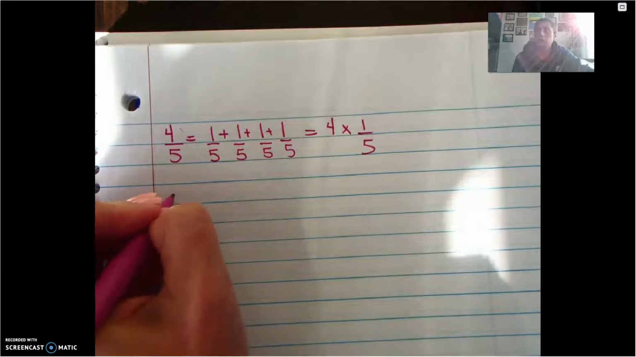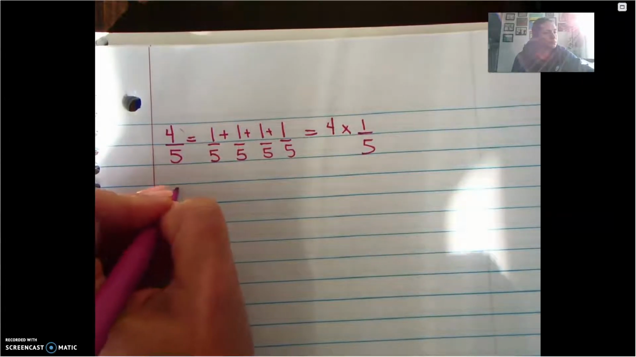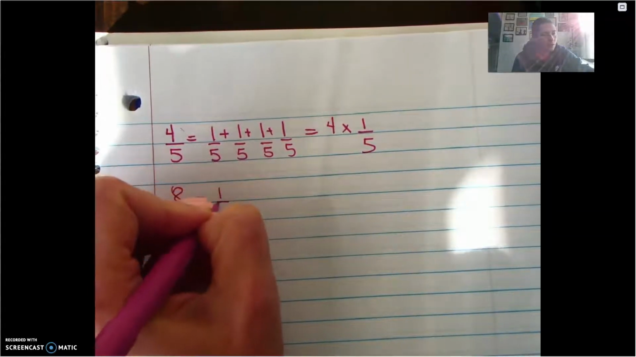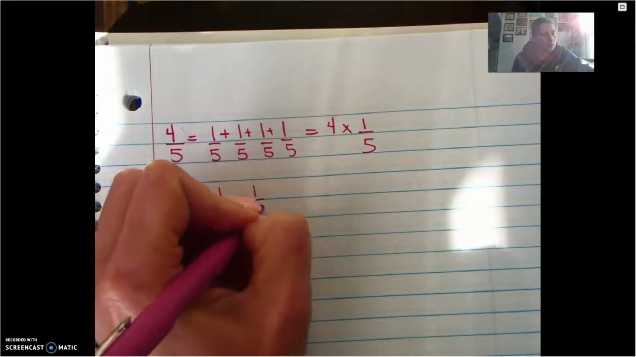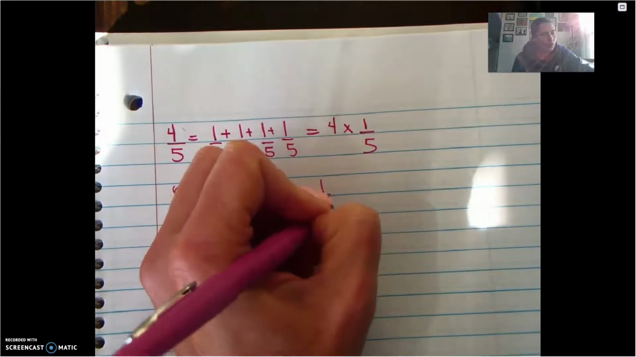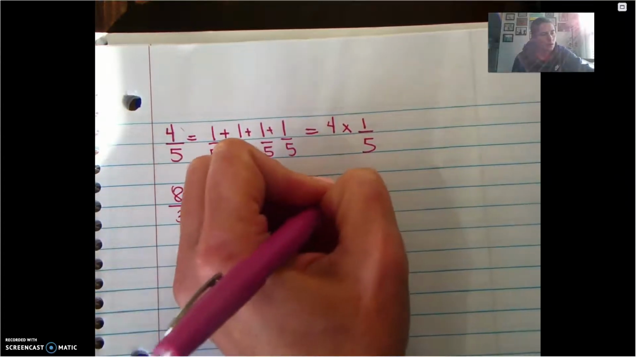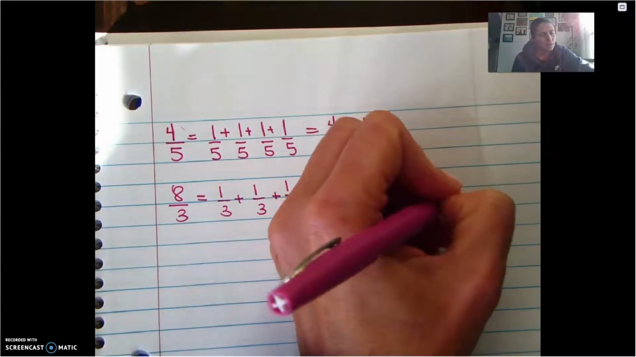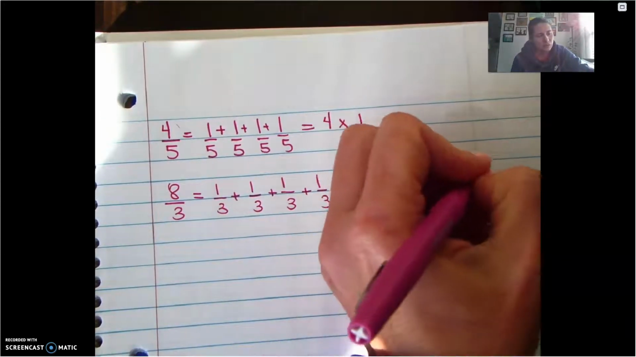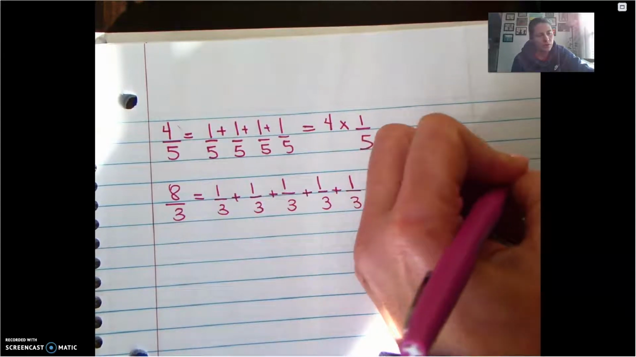Okay, so let's do 8/3. Okay, so we've got 1/3 plus 1/3 plus 1/3 plus 1/3. 2, 3, 4, 5, 6, 7, 8. And that equals 1, 2, 3, 4, 5, 6, 7, 8 groups of 1/3.